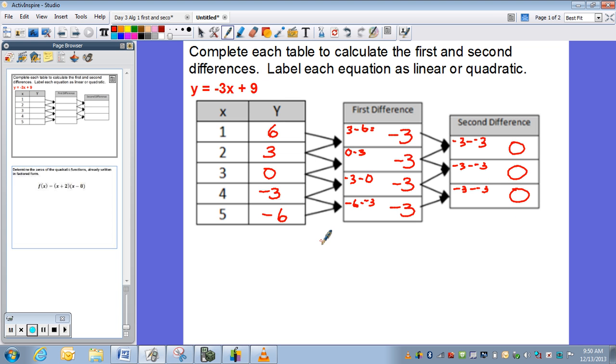That the second difference is linear. The second differences are all 0, so my function is linear.